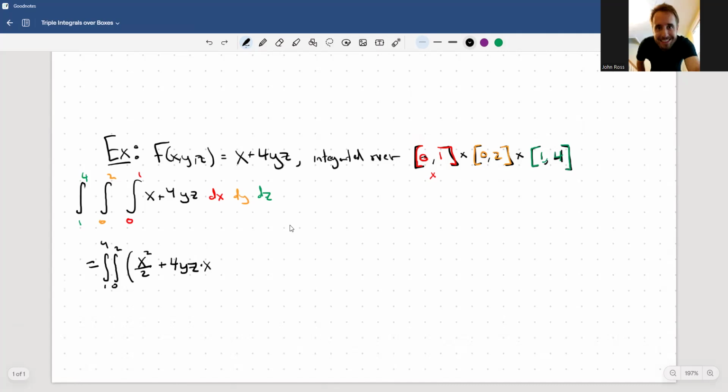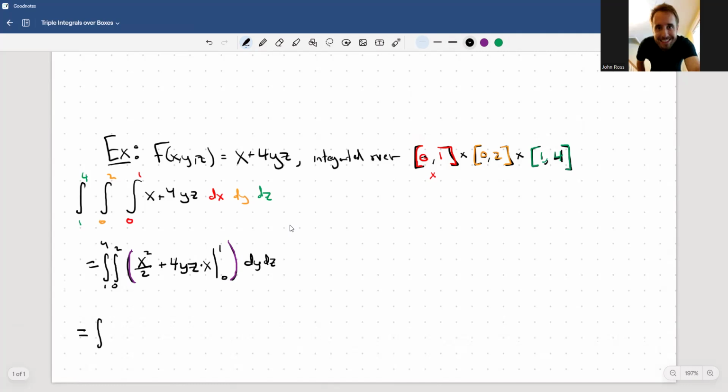I should say that is my antiderivative, but I want to evaluate this as x goes from 0 to 1. I'm going to finish doing the stuff in the parentheses. And when I do that, I will have eliminated all of my x's, and I will just have a dy dz expression to compute. All right, let's keep going.